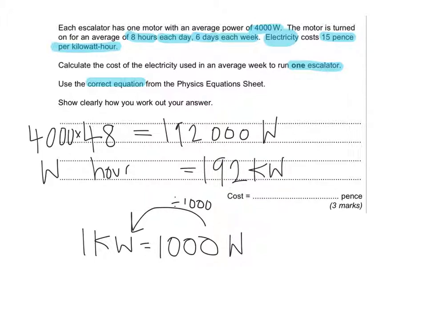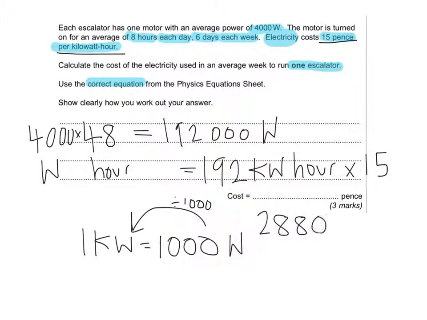I've also been told in the question that it costs 15 pence per kilowatt hour. So I've got 192 kilowatt hours. So I need to times that by the 15 pence that it costs for each one of them. So the total cost is 2,880 pence. You might be tempted to convert it into pounds, but just look carefully at what the question asks for. It does actually say that they want it in pence, so leave it as 2,880.